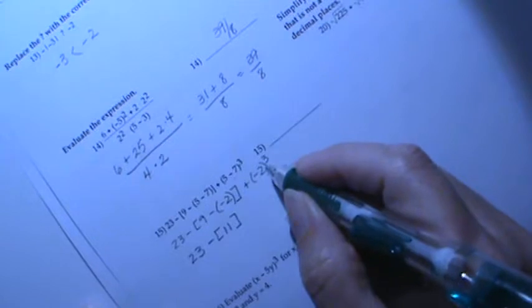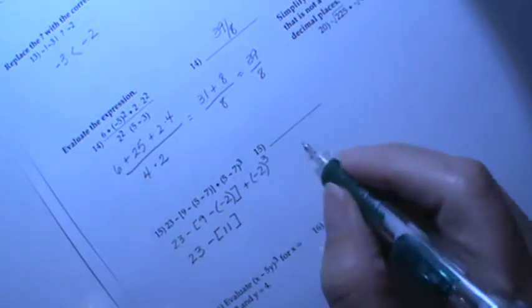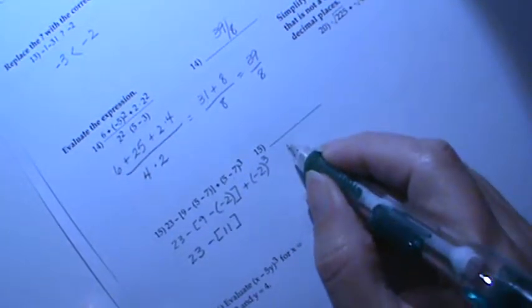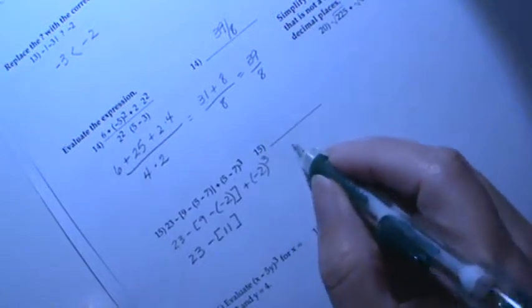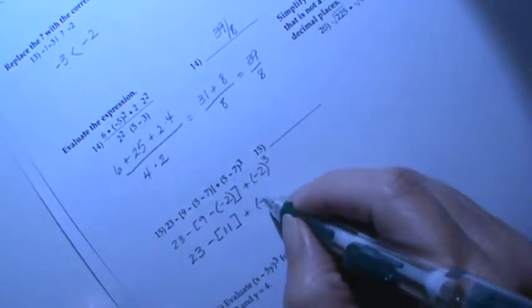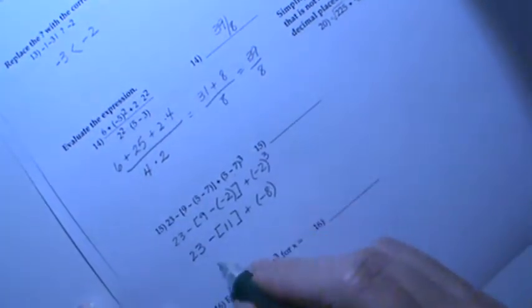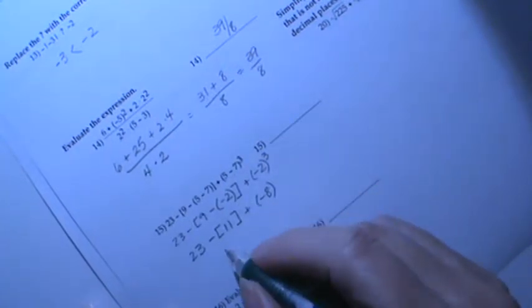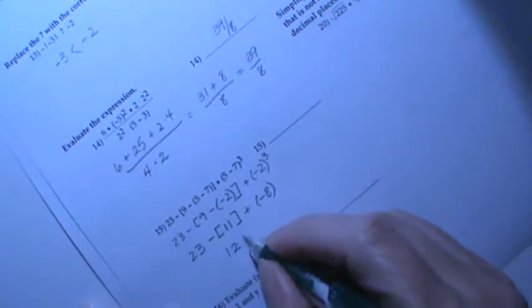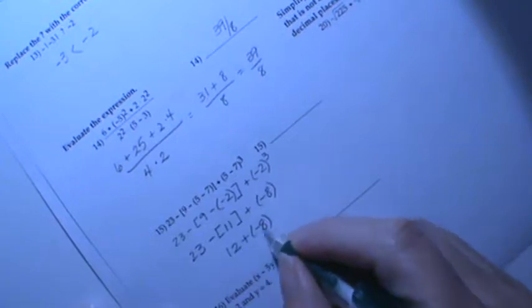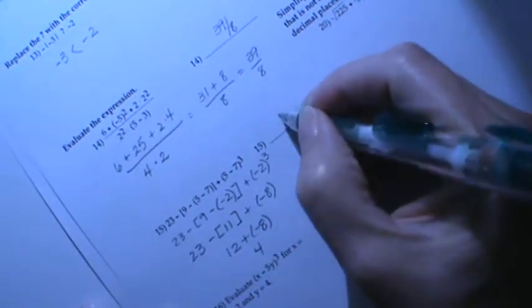And then here we have that negative 2 cubed, so that's negative 2 times negative 2 times negative 2, which would give us a negative 8. So 23 minus the 11, that would give us 12. 12 plus the negative 8 would give us 4.